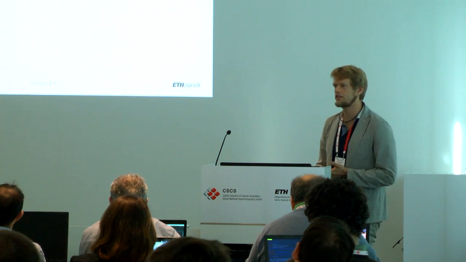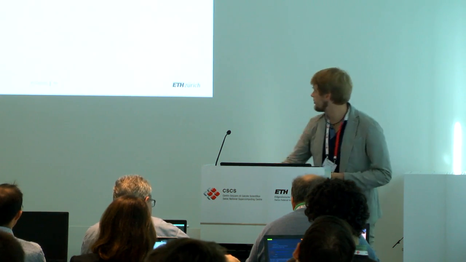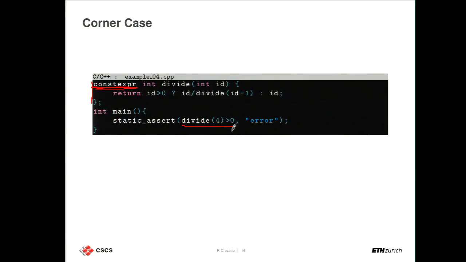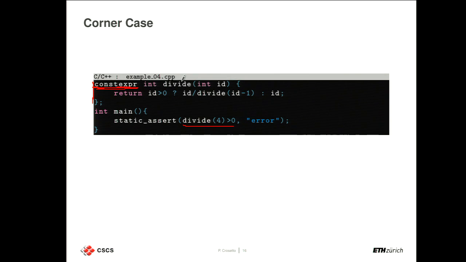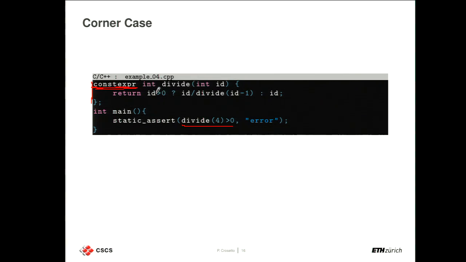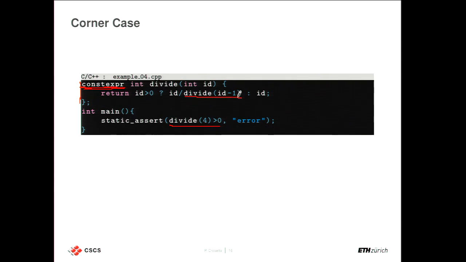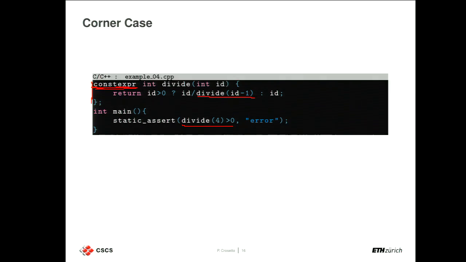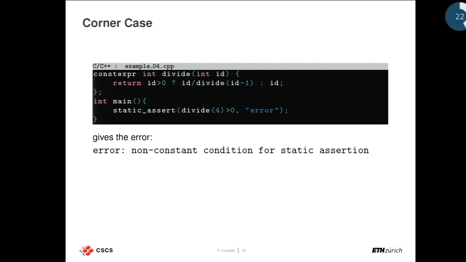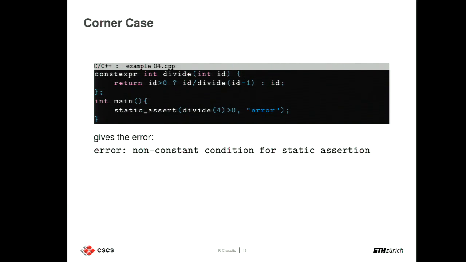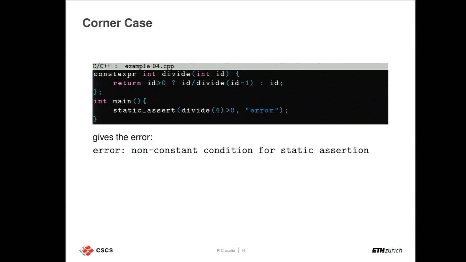This is very tricky. This gives a compiler error, but just because I'm using it inside a static assert. The reason is that when this ID is 1, divide returns 0, and I have something divided by 0, which will throw an exception. So things which throw exceptions cannot be constant expressions. The error you get for this is non-constant condition for static assertion, which is like you don't know where this comes from.